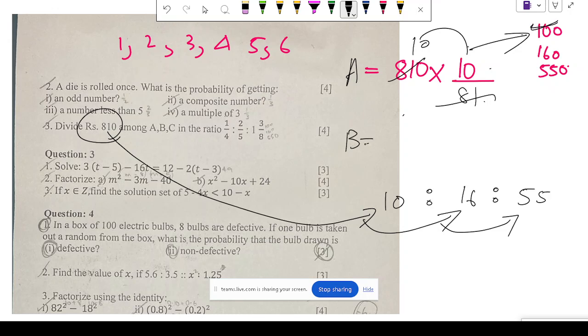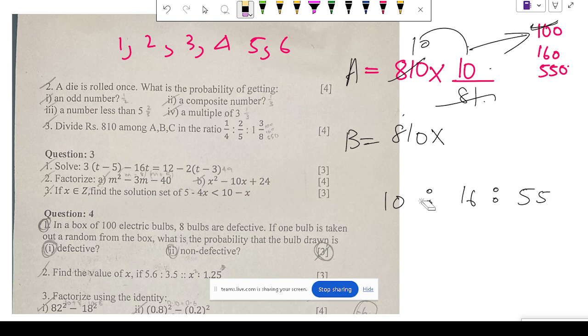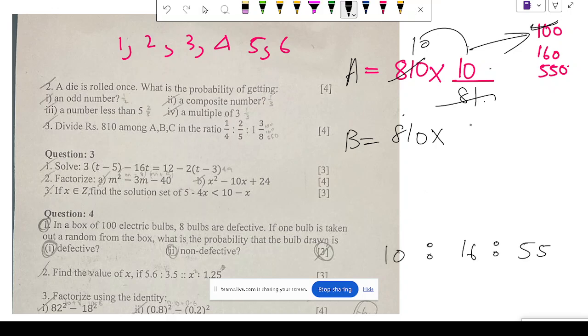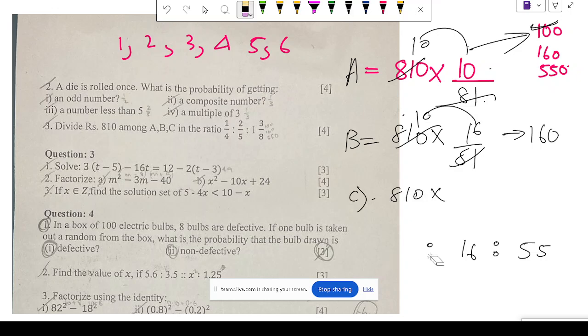What about B? 810 into 16 by 81. So B is 16 divided by 81 of 810. Correct. Again 10 times. 10 into 16 is 160. Yeah. For C? It's 55 by 81. Very good. This 55 into 10, sir, is 550.